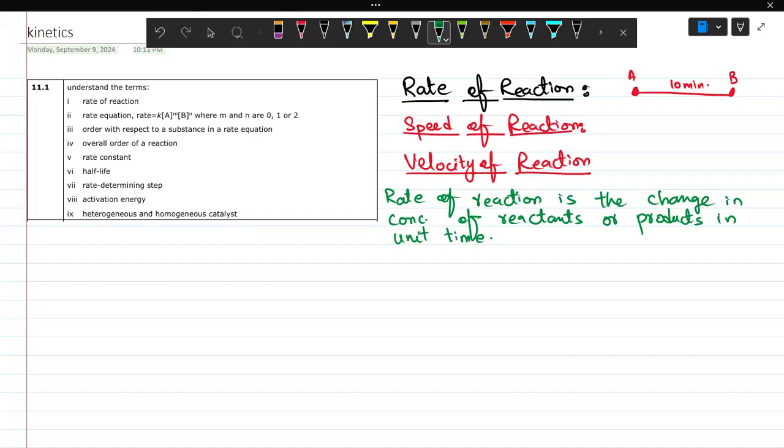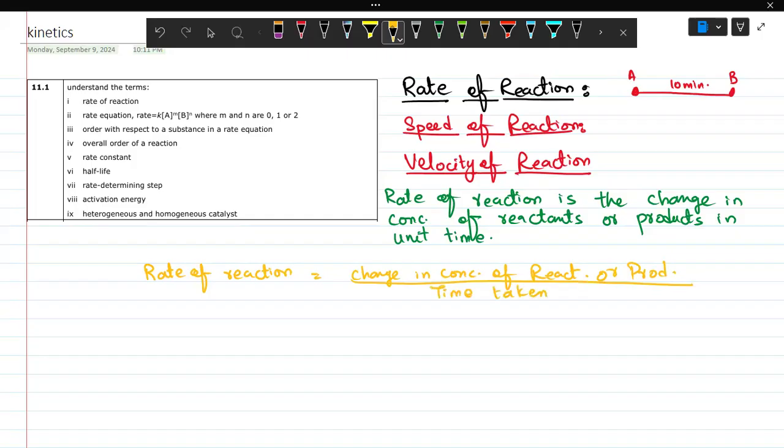If I write a formula for the rate of reaction, it will be: rate of reaction is equal to the change in concentration of reactant or product divided by the time taken for change. Are you getting my point?